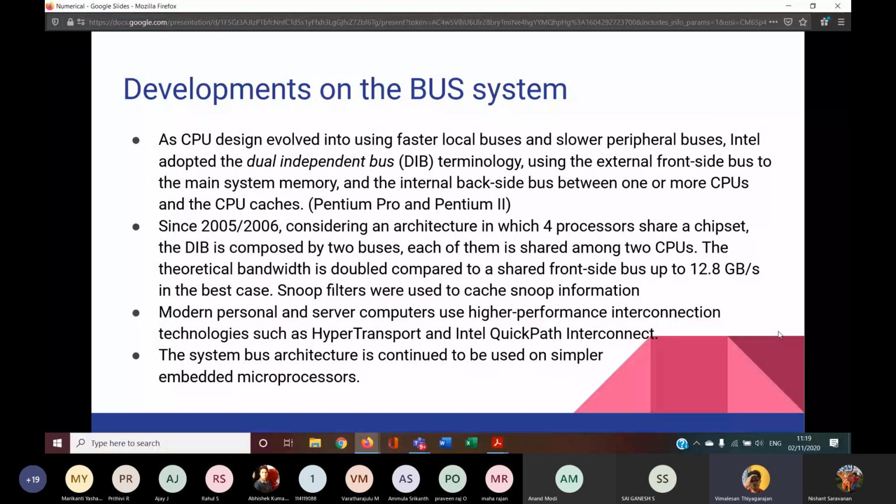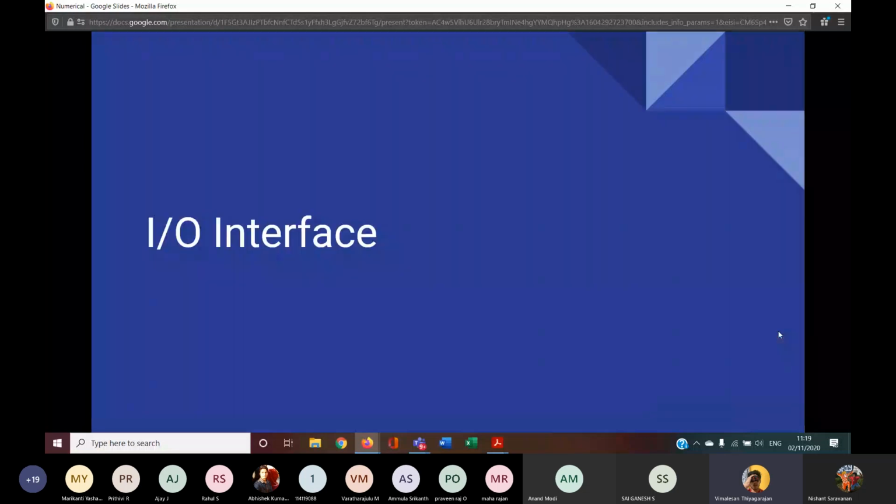But when this happened, there was a lot of cache information that was going to waste, so they wanted to use it up. So they made this thing called Snoop filters, which cache the Snoop information, which is the information that was being lost. Modern computers have still improved on this technology using things like HyperTransport and Intel's QuickPath Interconnect. And even now we can see the system bus architecture used in embedded microprocessors. And that's it. Modi will do the next one.